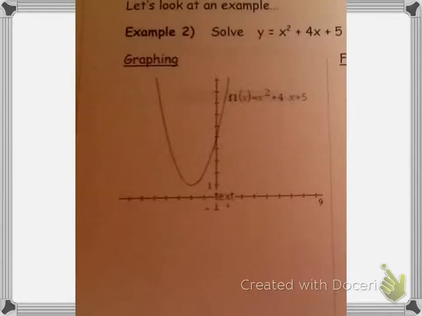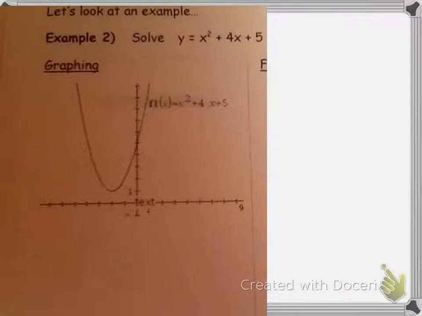So the next example here is asking us to solve y equals x squared plus 4x plus 5. And I went ahead and graphed this, and as you can see, there's nothing touching my x-axis, so I have no x-intercepts. So what are these imaginary numbers? How do we find them?